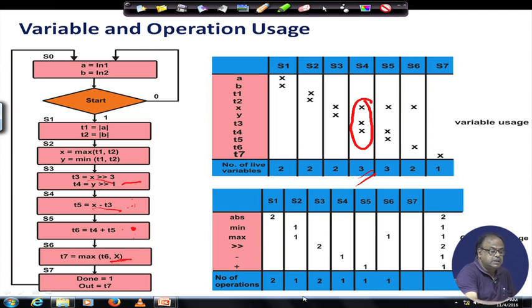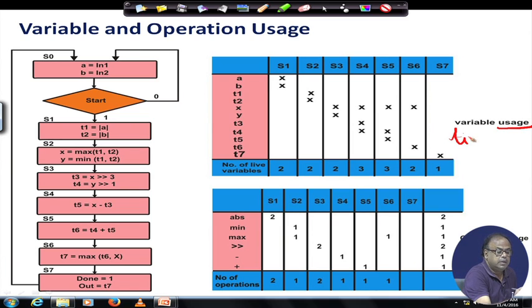Similarly, we make the operation usage matrix, showing in which steps the operations are being used. That is how, in the last class, we were hesitant to explain this. It is not variable usage; rather I should say it is variable liveness. Okay, it is variable liveness.